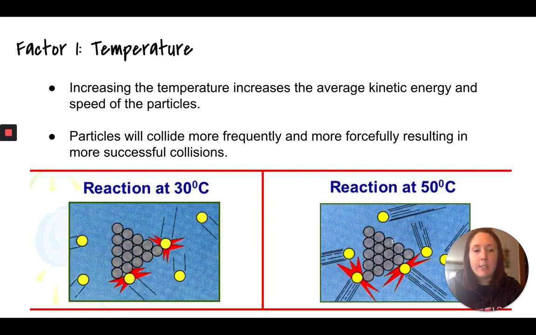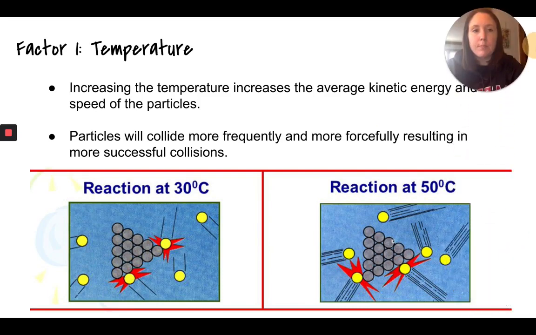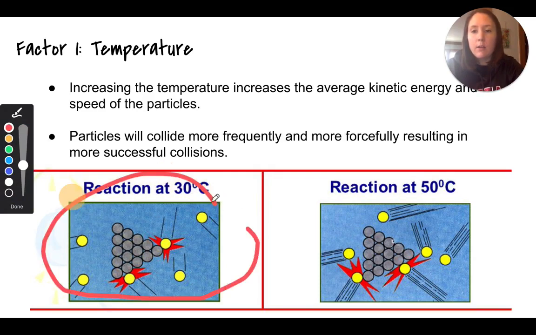So the first factor is temperature. Increasing the temperature increases the average kinetic energy and speed of the particles. Particles will collide more frequently and more forcefully, resulting in more collisions. At a lower temperature here, the particles are moving slower based on the swoosh lines that I see. And they're going to have less forceful and fewer collisions happening here with the gray particles.